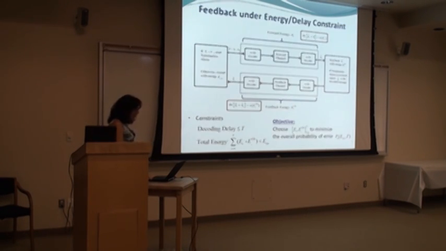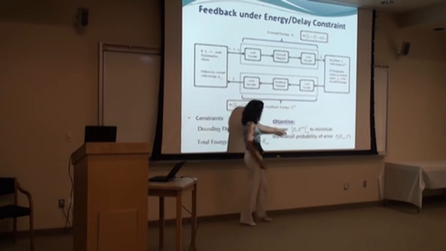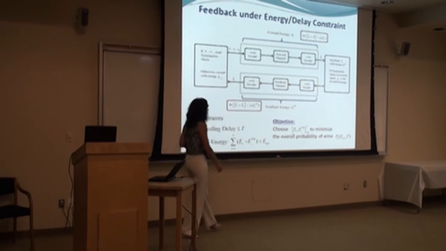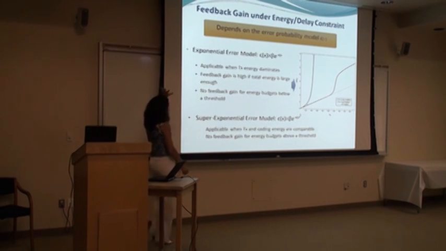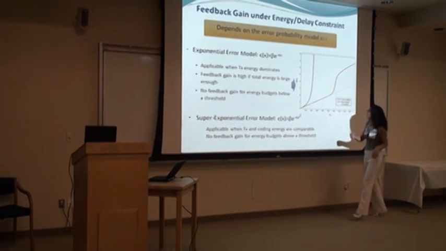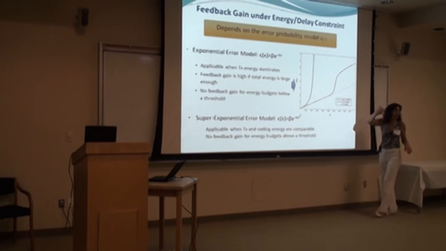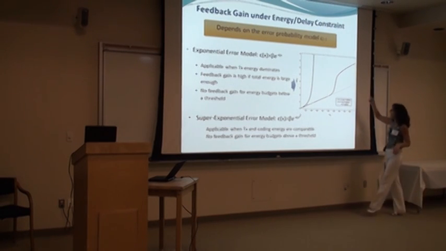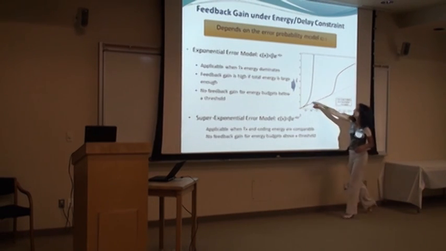Okay. And then we also looked at feedback under energy and delay constraints, where now we're trying to minimize the total energy on both the forward and the feedback path to minimize the overall probability of error. The results on that, which are kind of interesting, are that how you divide up your power depends on the probability of error model. If we look at an exponential error probability model, if we assume that feedback is free, which is this black line here, then we can drive the probability of error to zero very fast. But if we don't use feedback at all, so we use all our energy on the forward path, then we get this blue probability of error.